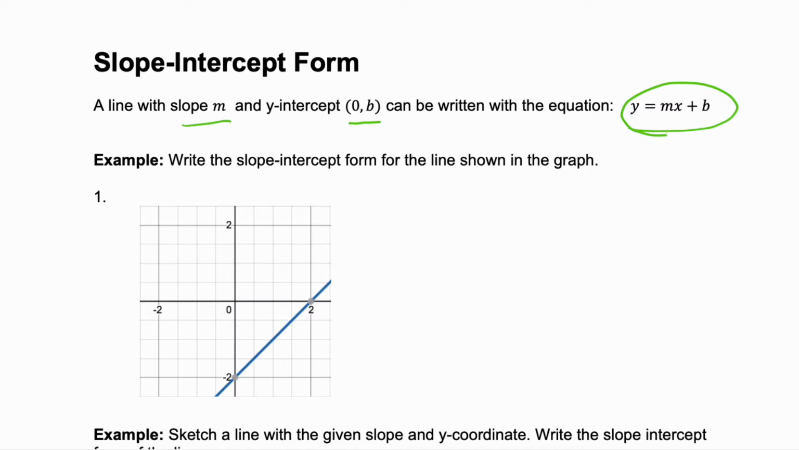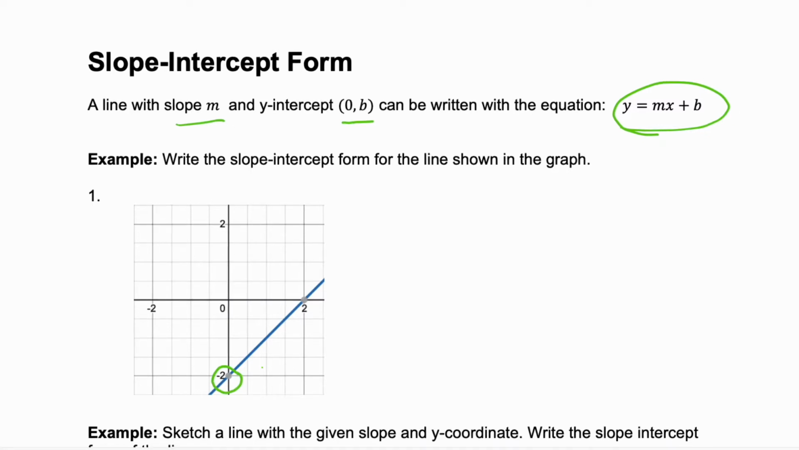Let's look at the first example. Write the slope-intercept form for the line shown in the graph. Well, first, let's find the y-intercept. Remember, that's where the line crosses the y-axis, which would be right here. This intercept has the coordinates of 0, -2, which means b for this graph is -2.